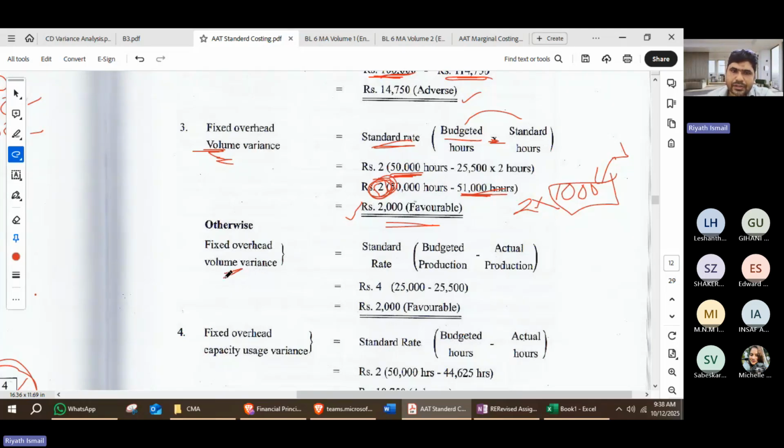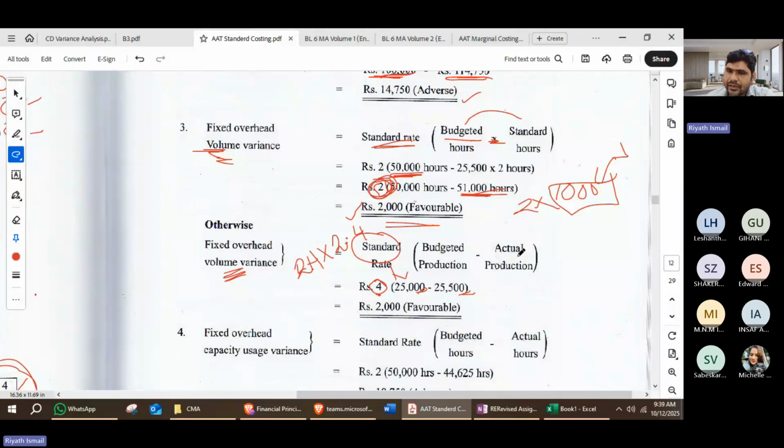Otherwise, fixed overhead volume variance, we can calculate in another way. Budgeted production is 25,000, and actual production 25,500, into standard rate of production, 4 rupees. How do we get 4 rupees? To produce 1 unit of the product, it requires 2 hours. Per hour, 2 rupees. So therefore, 4 rupees has been taken as the standard rate.